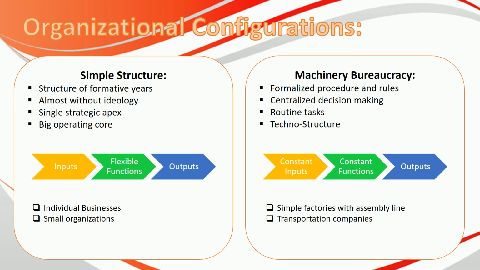For simple structure organizations, which is basically the structure of each organization in its formative years, the operating core is directly instructed by the strategic apex, and thus the system functions could be flexible. Individual businesses and small organizations are under this category. For machinery bureaucracy, the rules and norms, which we call standardization, play an important role, while the decision-making is still centralized. The input and system functions are almost constant due to norms and formalized procedures. Examples of this category are factories with assembly lines and transportation companies.